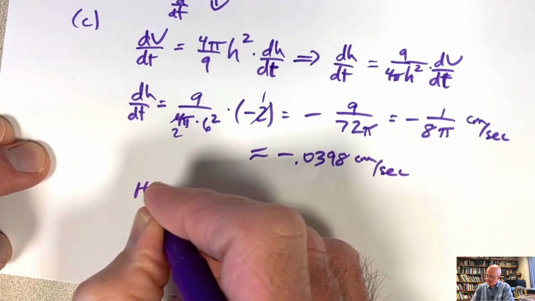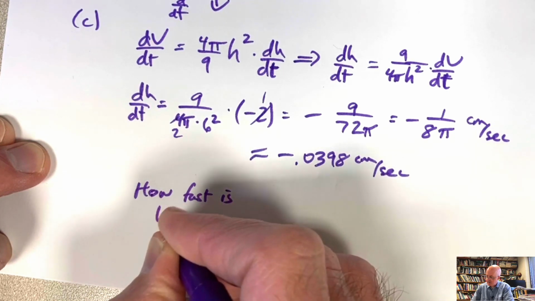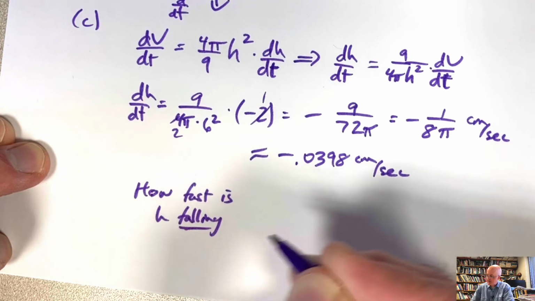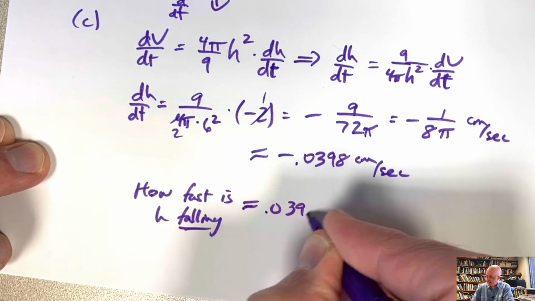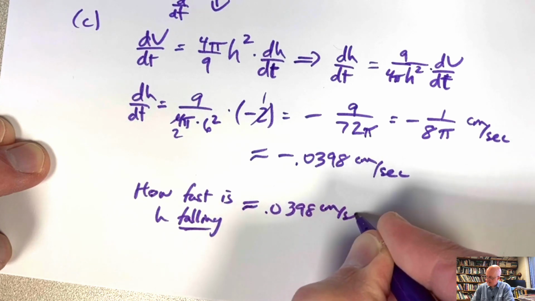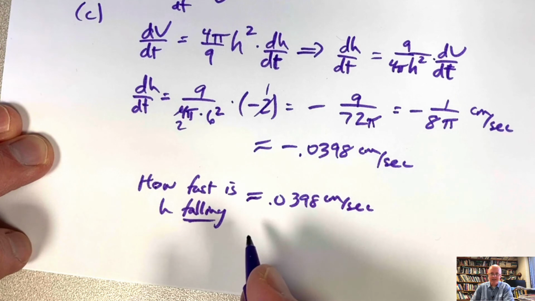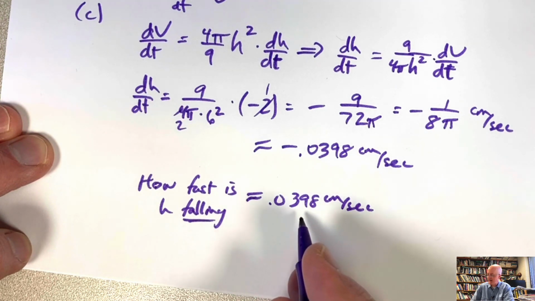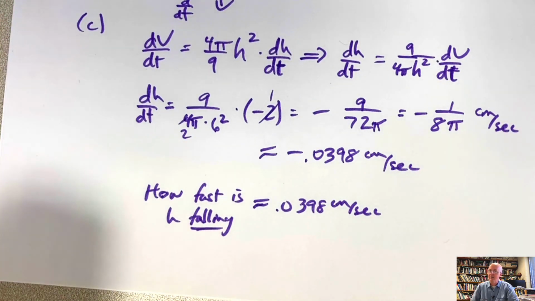How fast is h falling at this moment in time with the word falling in there? Means we take the absolute value of this, it's approximately positive 0.0398 centimeters per second. And what, there's like 10 millimeters in a centimeter, if I recall correctly. This is the same as 0.398 millimeters per second, for example, which is very small. The water level is not falling very fast.